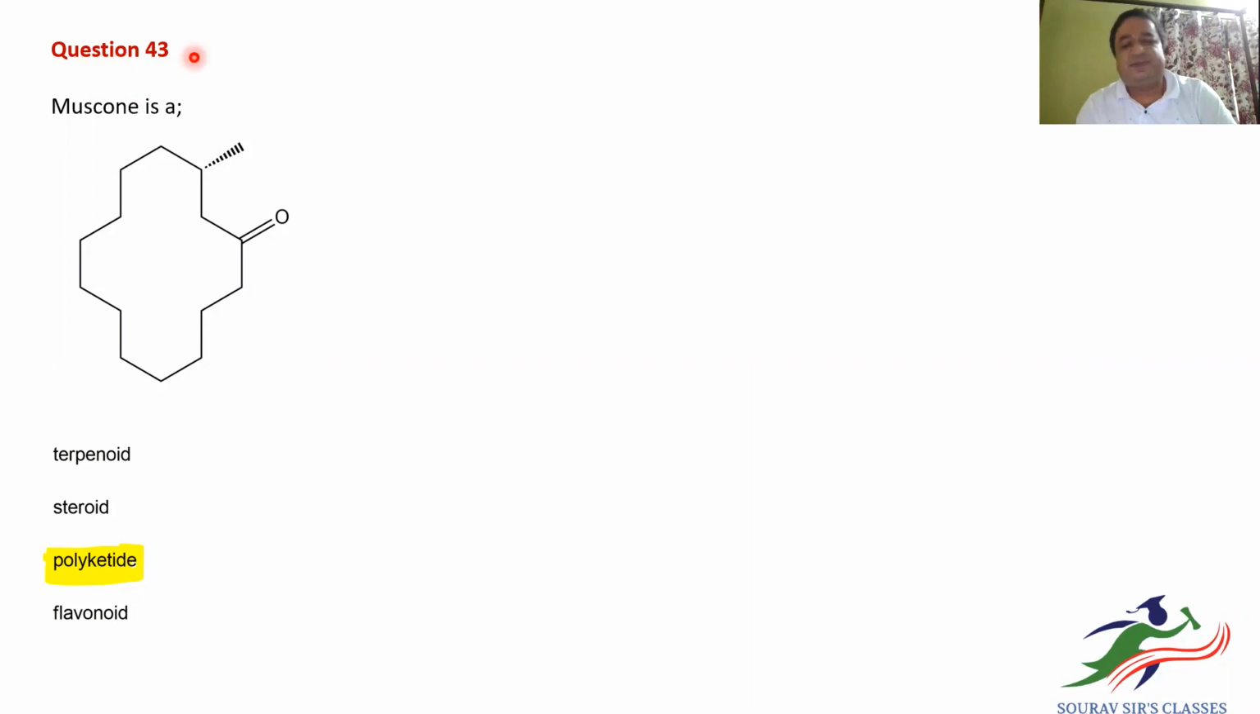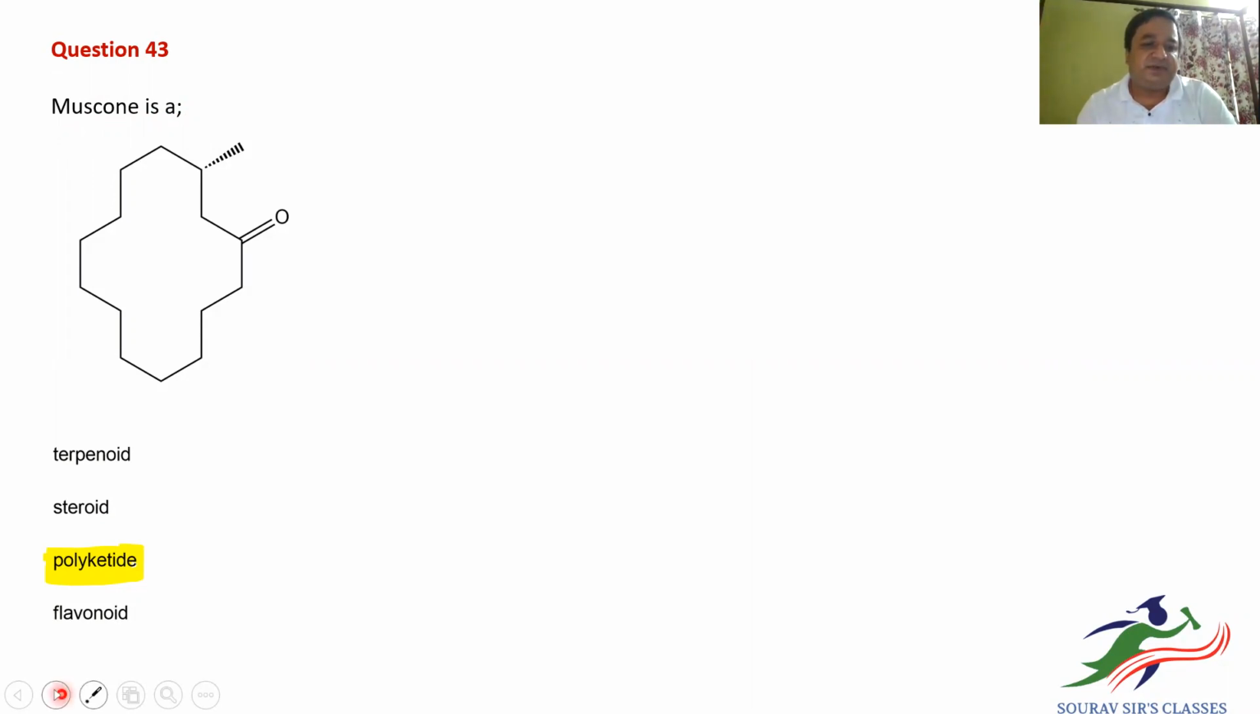Well, this particular question is from natural products and is memory-based. So this is muscone given over here, and they have asked what it is. We will call this a polyketide. So there is nothing much more to explain over here. It's just recognizing which class the molecule belongs to.